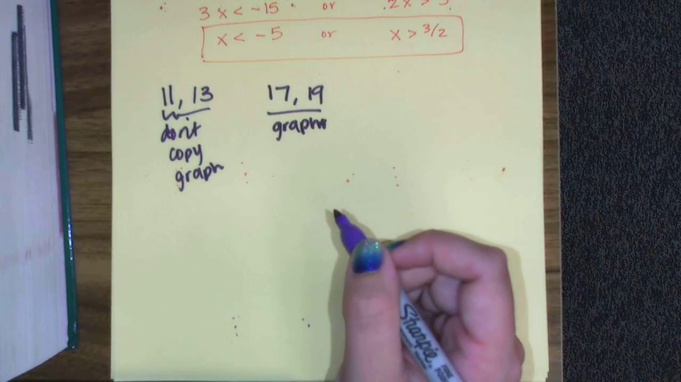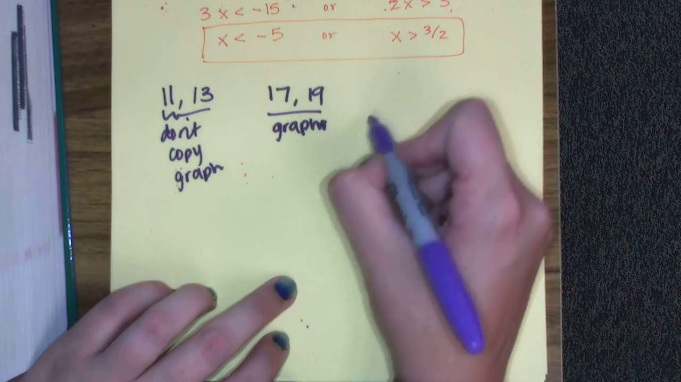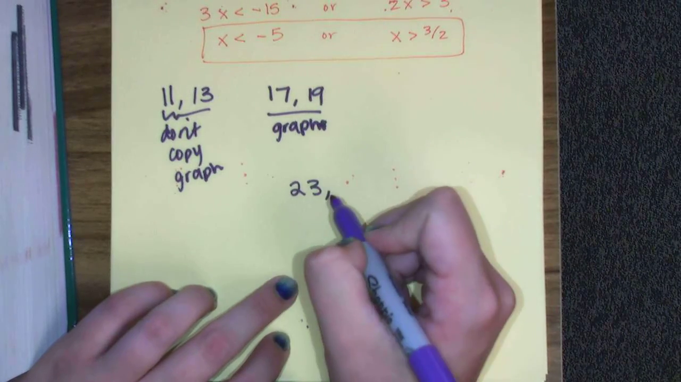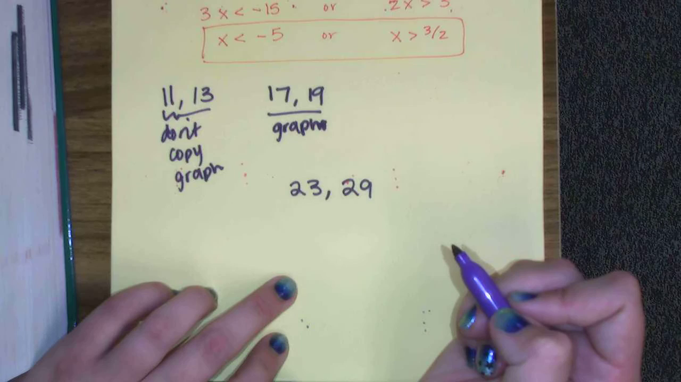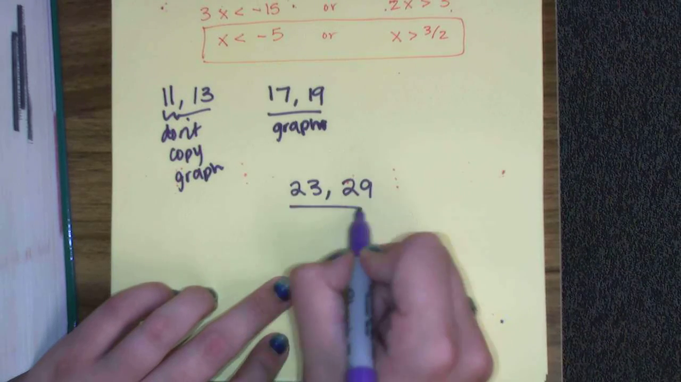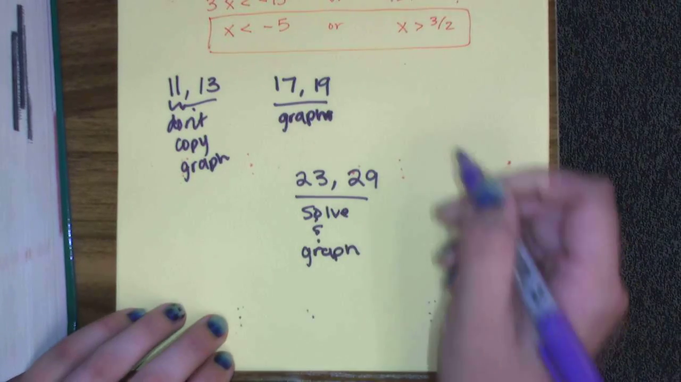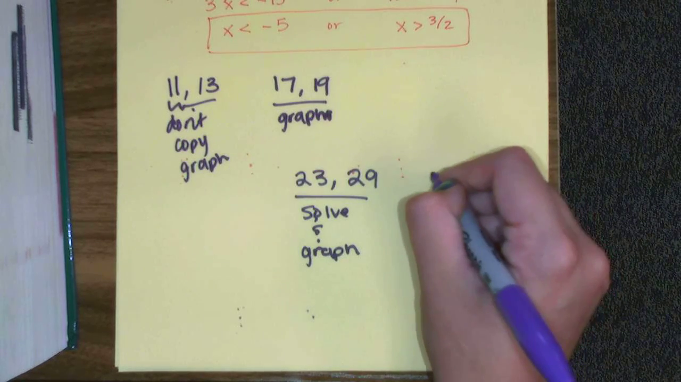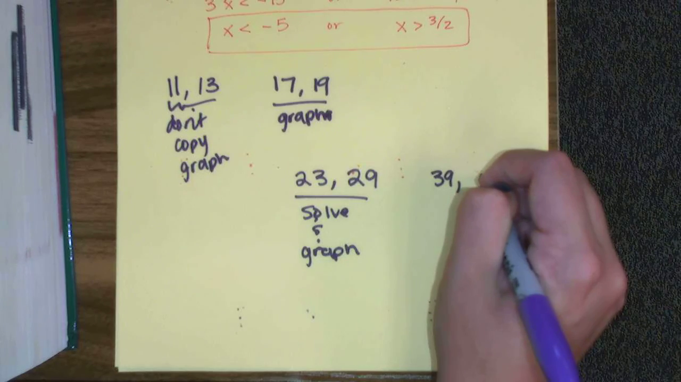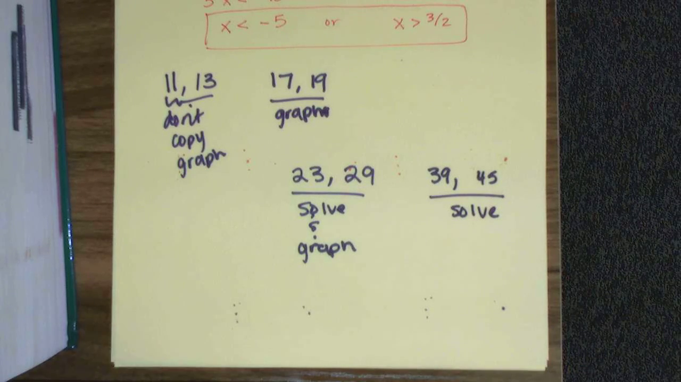Let's see. The next one, you're solving and graphing. So we're going to do, sorry, I'm kind of writing this all over the place. 23, 29. Yeah, okay. Solve and graph on these ones. And then these last ones, 39 and 45, just solve. A little over 10 minutes, so hopefully you can finish it.